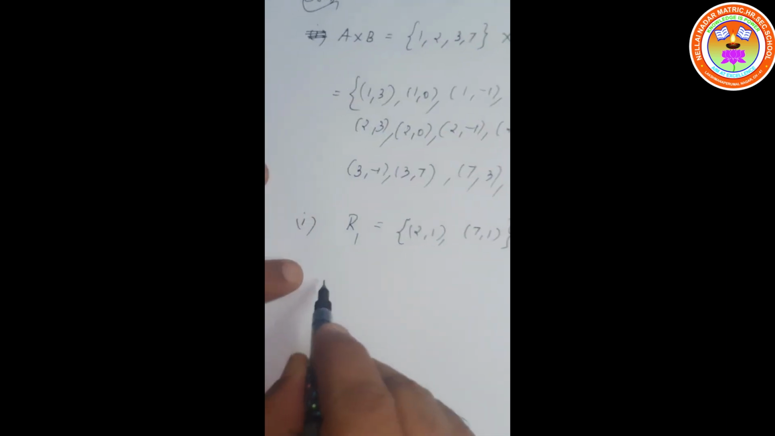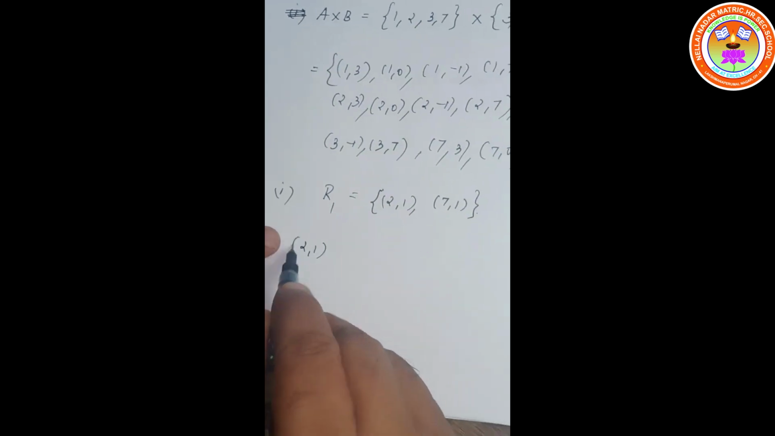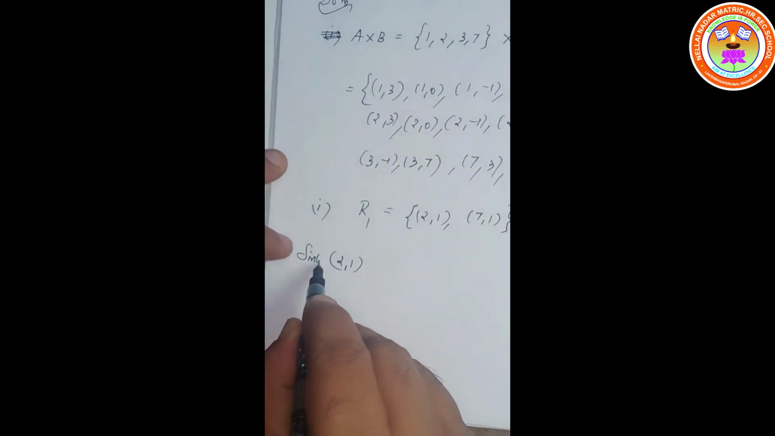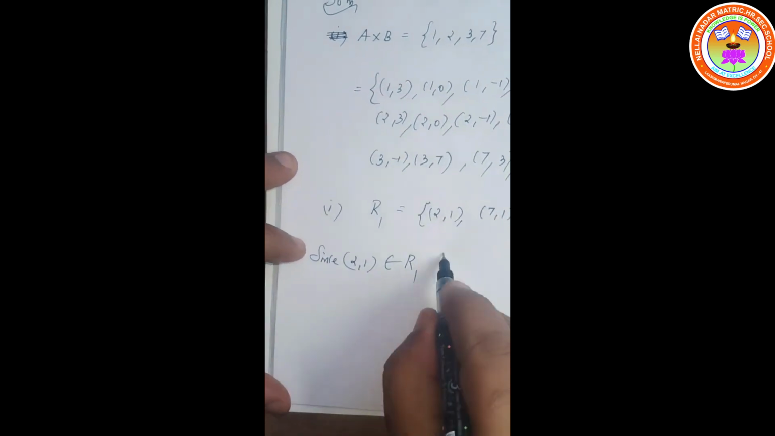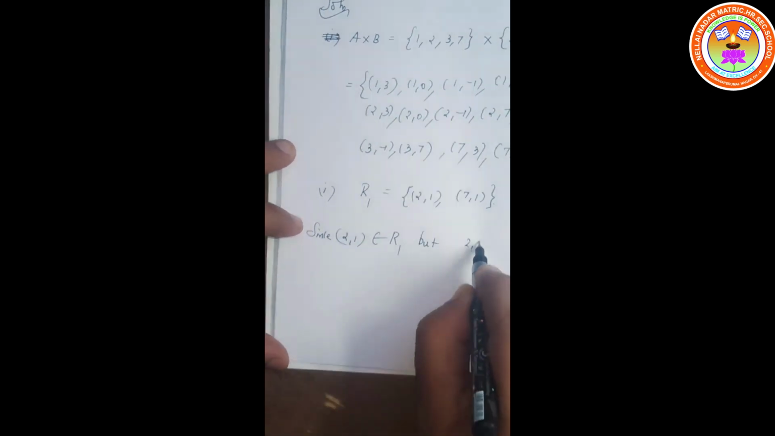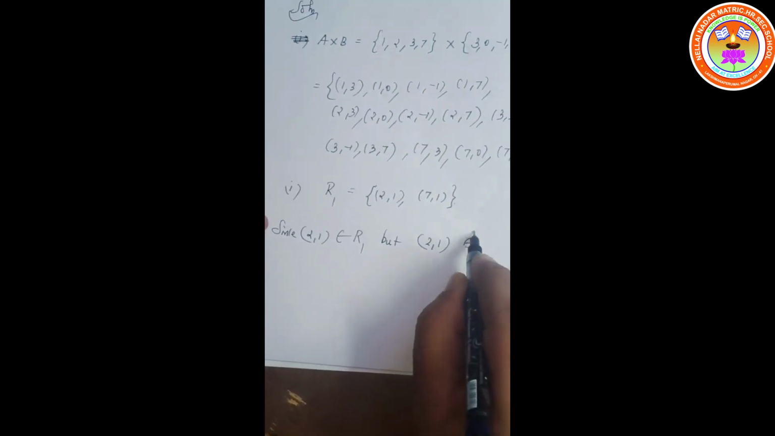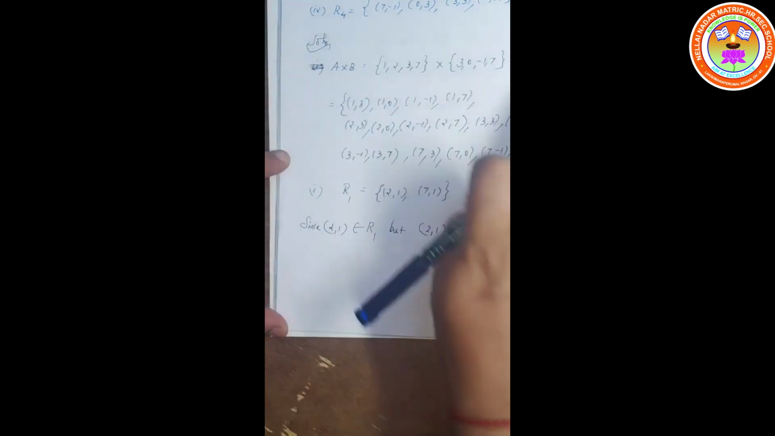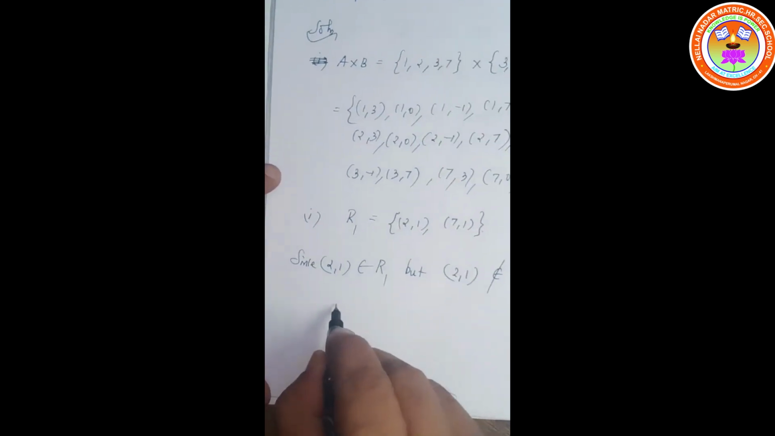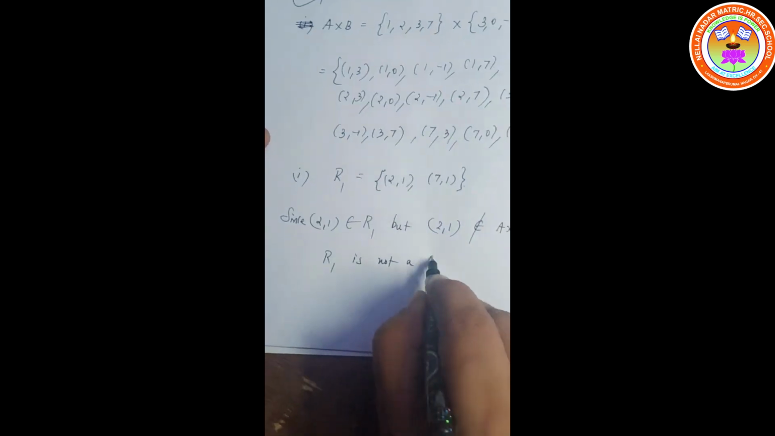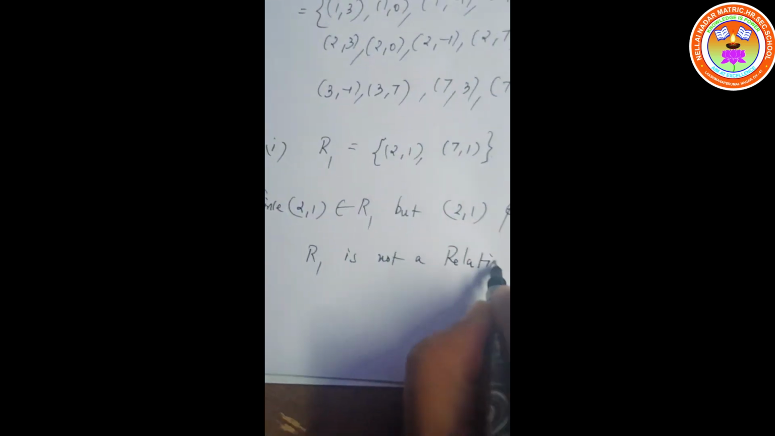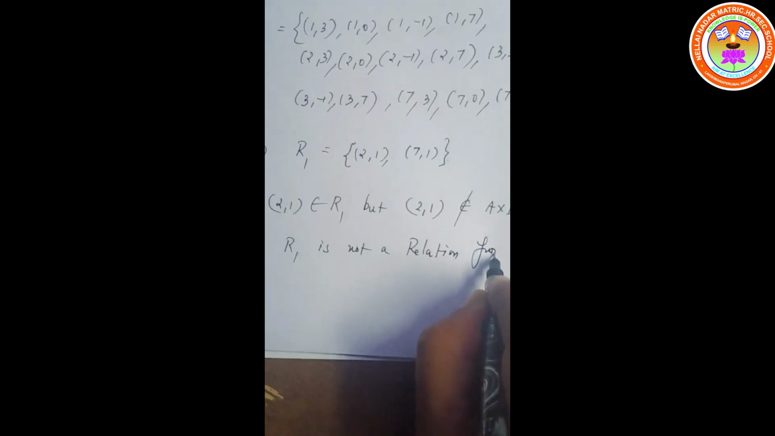Listen. So (2, 1) belongs to R1. (2, 1) is in R1. But the same (2, 1) doesn't belong to A cross B. Correct? In A cross B, no (2, 1). Therefore, R1 is not a relation from A to B. Understood?